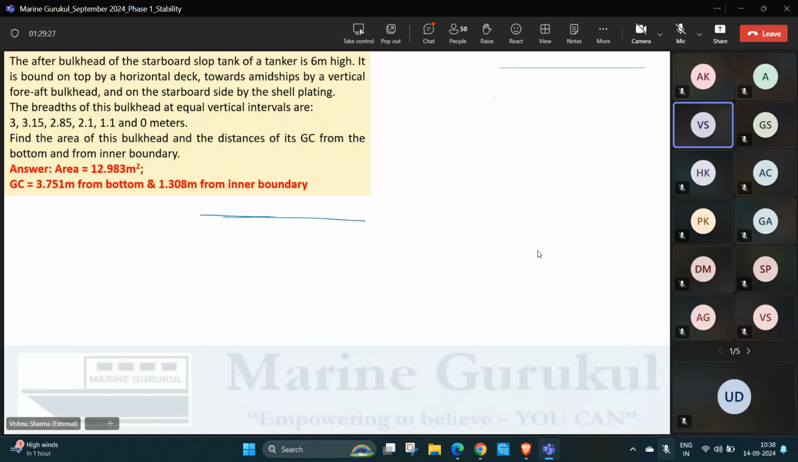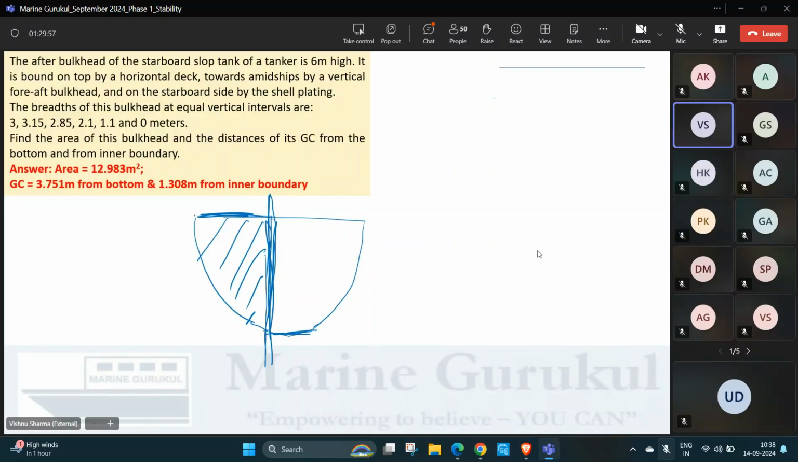On top, it will be bound by deck. On sides, it will be bound by the shell plating. And at the bottom, it will be bound by the keel or the tank top, whatever the case may be. This will be the full bulkhead. I'm not saying visualize the full bulkhead. Visualize half the bulkhead here, right? This is the bulkhead he's talking about. Am I right, beta? Clear? It's bound by the deck on top, a fore and aft bulkhead on the inboard side, and the shell plating on the outboard side. Understood how the bulkhead will look like? Is that clear, beta?